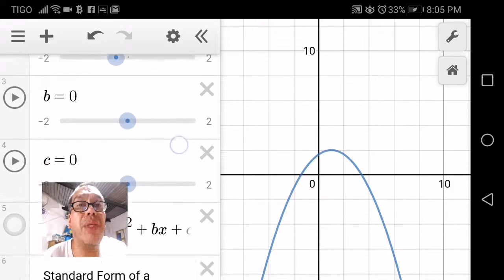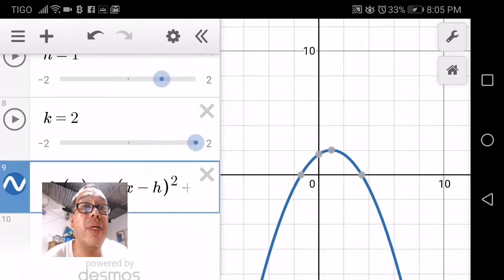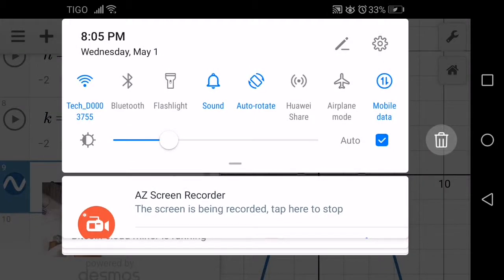So those are the parameters that you might want to play with whenever studying a parabola, and I hope you have a little fun with this, and thank you for listening.